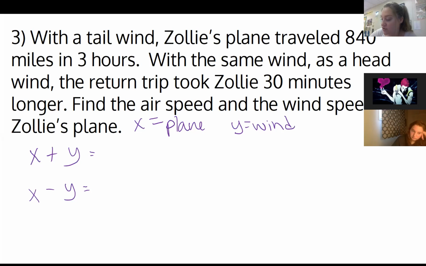Let's see here. 840 miles in 3 hours. And then we also have 840 miles, because it was the same distance, 30 minutes more. So that's 3.5 hours. We're going to find the speeds of the planes. So 840 divided by 3 hours means it traveled 280 miles an hour, and 840 divided by 3.5 gives me 240 miles per hour.